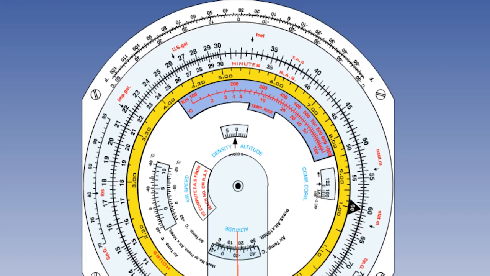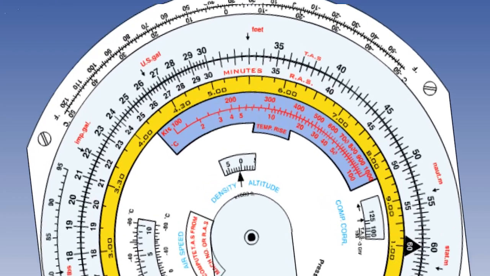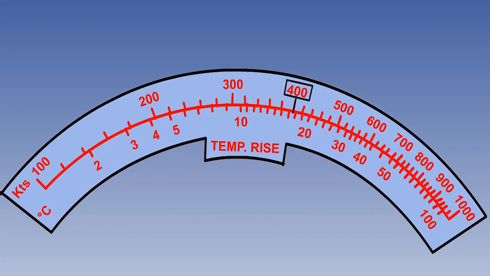On the slide rule face of the nav computer, there is a blue scale. The outer scale is true airspeed, and the inner scale is ram rise. If the TAS is 400 knots, the ram rise is plus 17 degrees.